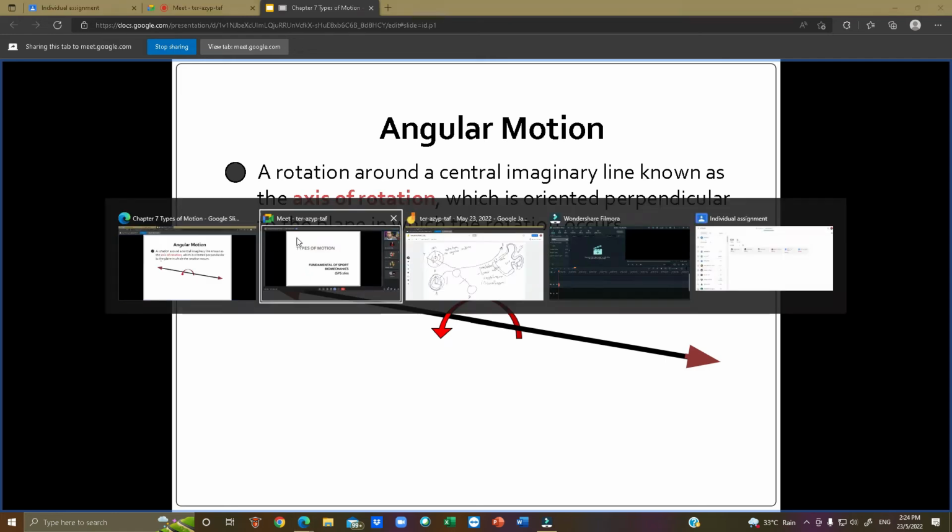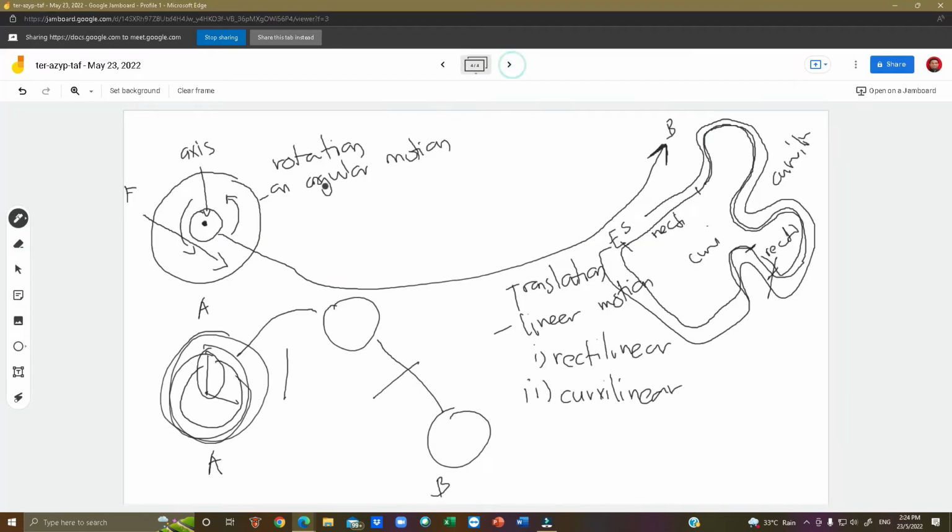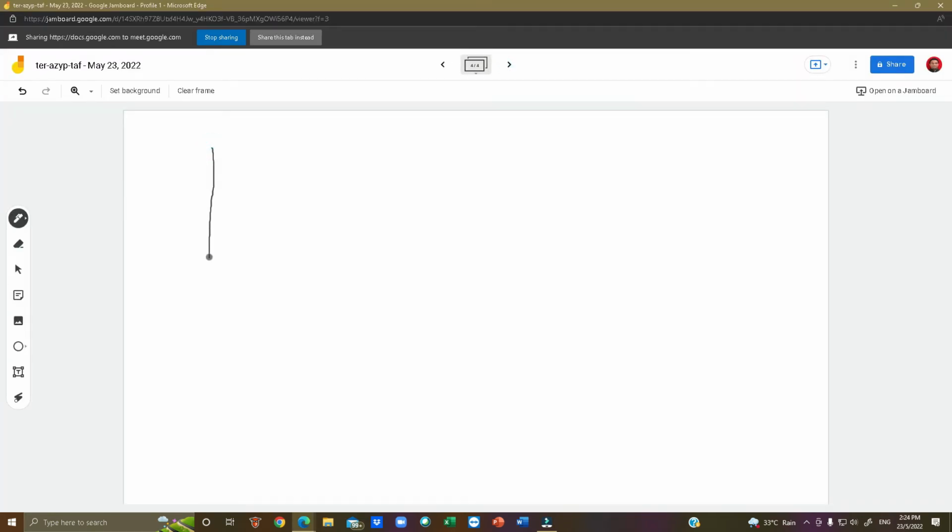Contohnya, kita ambil kita punya tangan. Okay, we have our tangan. This is your elbow. This is your humerus. This is your radius ulna. Ni kamu punya palm.